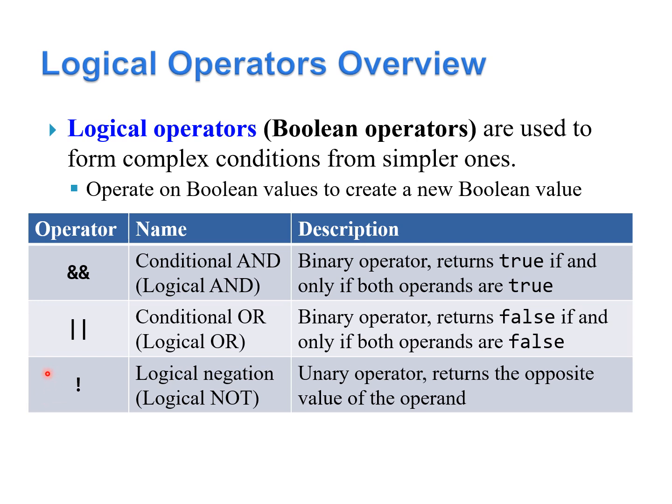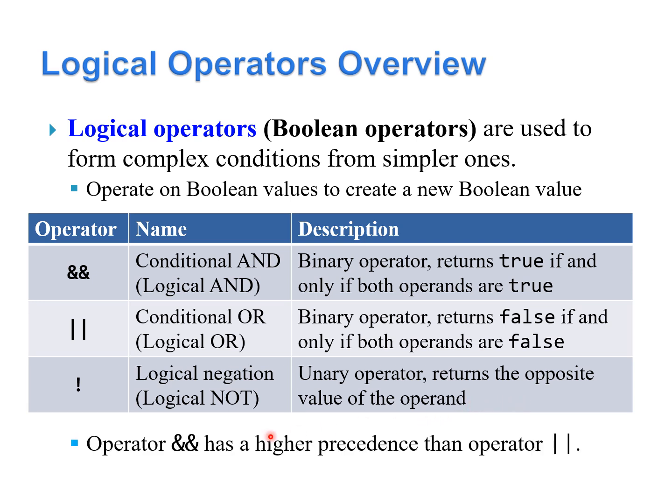The last one is the logical negation operator, which is also known as the logical NOT operator and is notated by an exclamation point. The logical NOT is a unary operator that has only one Boolean value as an operand. It is placed before its operand and returns the opposite value of the operand. So if the operand has value true, then the logical NOT operator will return the value false and vice versa. The logical AND operator has higher precedence than the logical OR operator, and both operators associate from left to right.